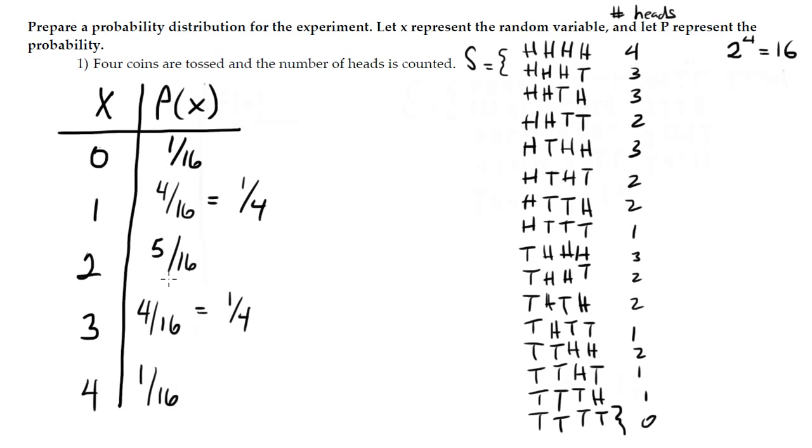Now, if you add all these probabilities, they should actually add up to 1. 16 out of 16. So that's 5, 10, 14, 15. Oh, what happened? See, I missed one. 1, 2, 3, 4, 5. There's actually 6. See, don't be like me. Don't make that mistake, right? There's 6 outcomes that are 2 heads. 1, 2, 3, 4, 5, 6.